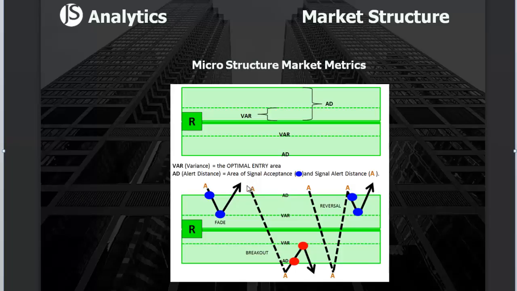A breakout, we'd want ideally to see the market start on the opposite alert distance, confirm a breakout through that alert distance, and then we can look to enter the alert distance in the variance, anticipating the breakout to follow through. And an exhaustive reversal, where you have the market start out above the alert distance, go below it, and then come back above through it. That makes the reversal statement true, and then we can look to enter off the alert distance or the variance.